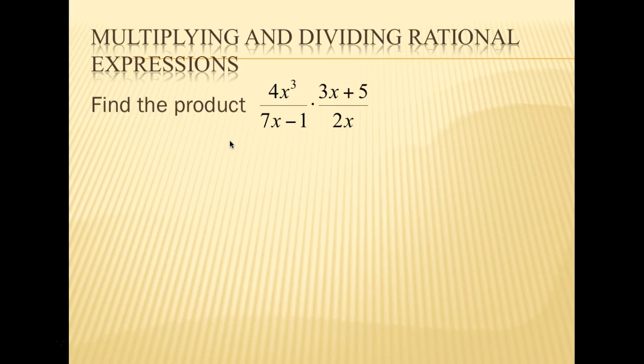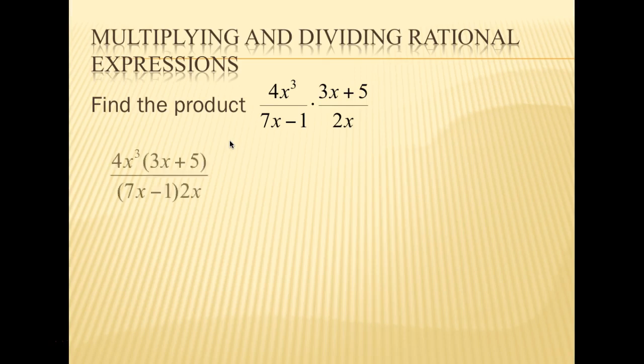Find the product of these two expressions. Well, anytime you multiply, the first thing you want to do is factor first. Always factor first. Simplify second. Multiply third. So when you are multiplying rational expressions, factor first, simplify second, multiply third. That just makes it easier to do the problem.